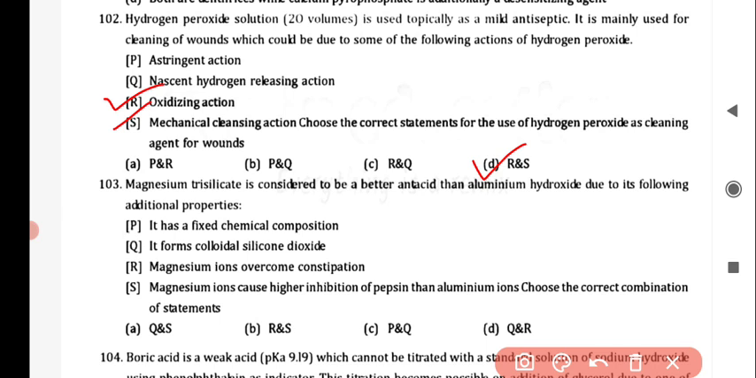Next question: magnesium trisilicate is considered to be a better antacid than aluminum hydroxide due to its following additional properties. So these additional properties are Q and R, that is, it forms colloidal silicon dioxide and magnesium ions overcome constipation. So option D is correct for this question.